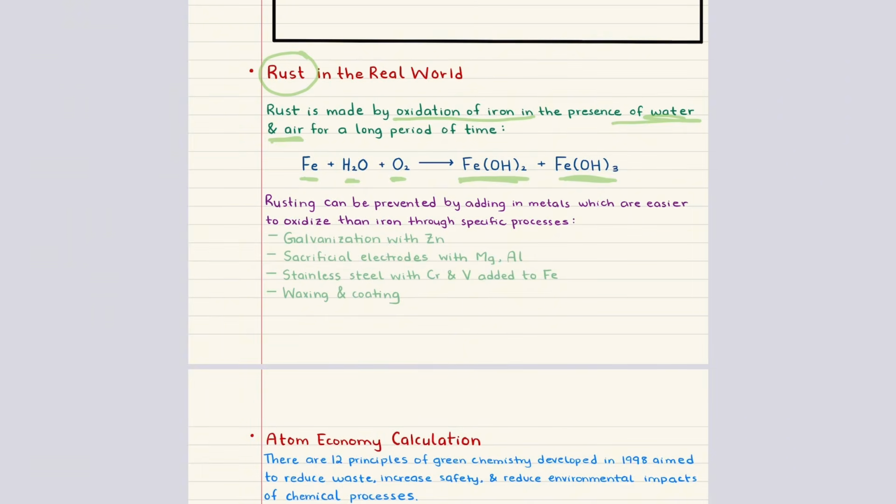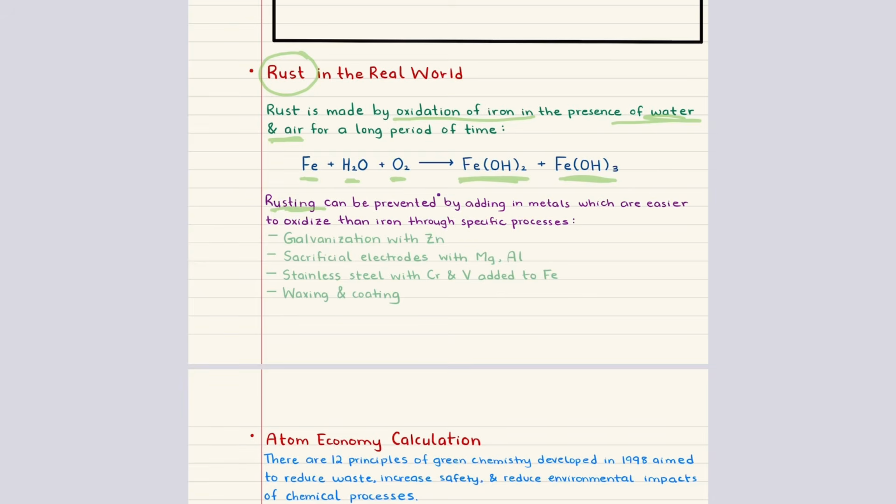This reaction is thermodynamically favored because iron is more willing to oxidize than oxygen is to reduce. And because once rust forms, it does not create a protective barrier. Instead, it's going to flake off, it's going to expose fresh metal, and it's going to allow the process to continue. This is why rust spreads rather than stops at the surface.